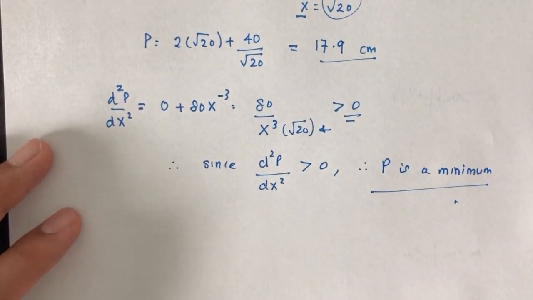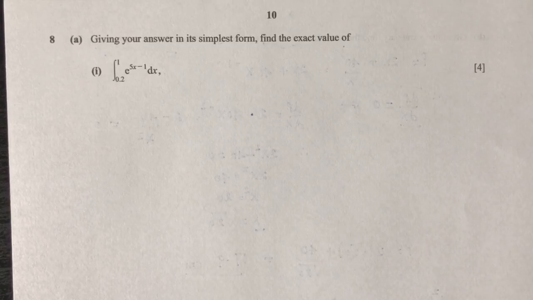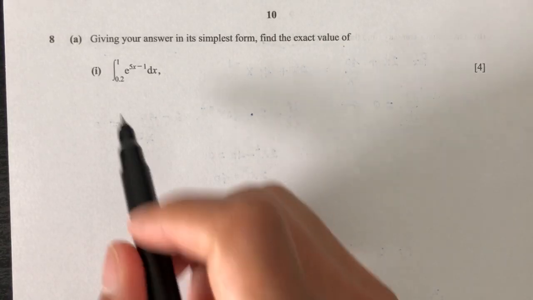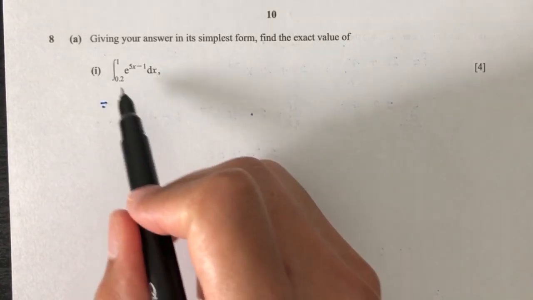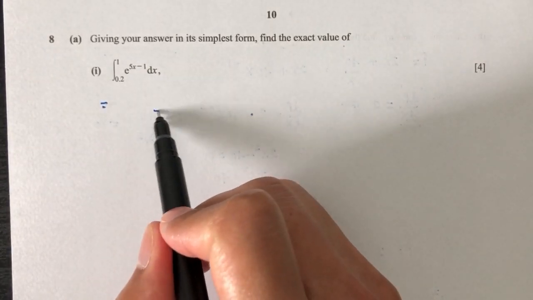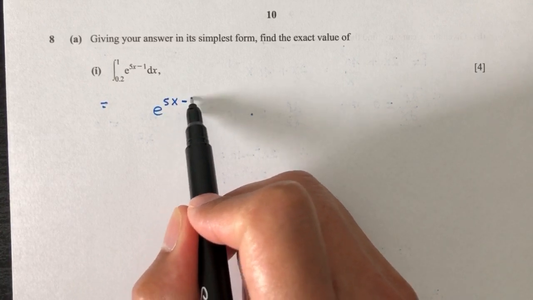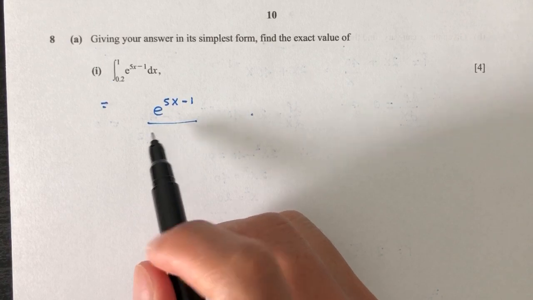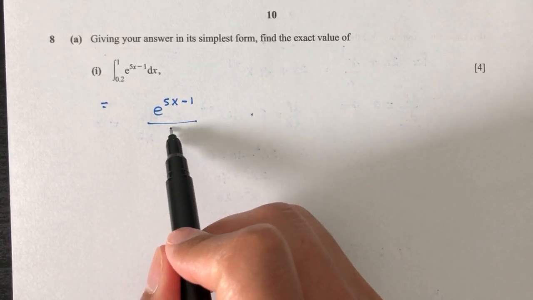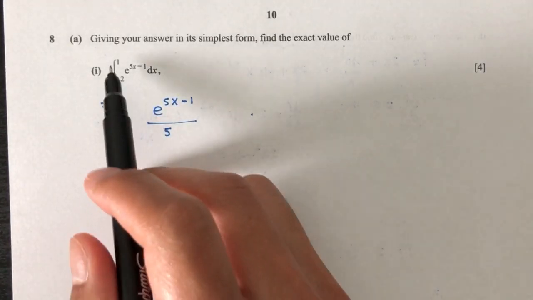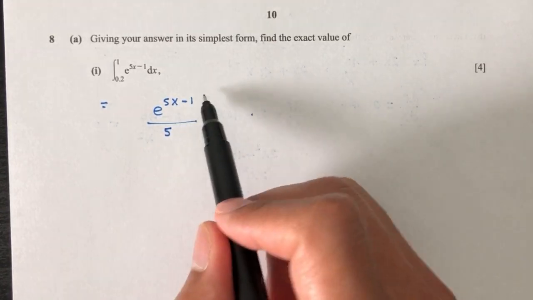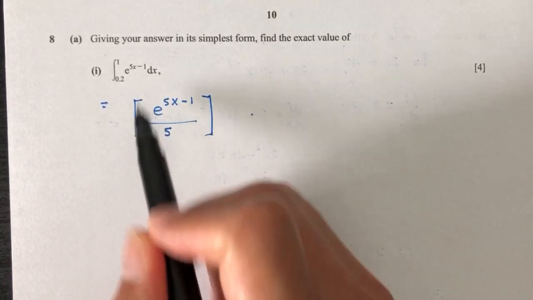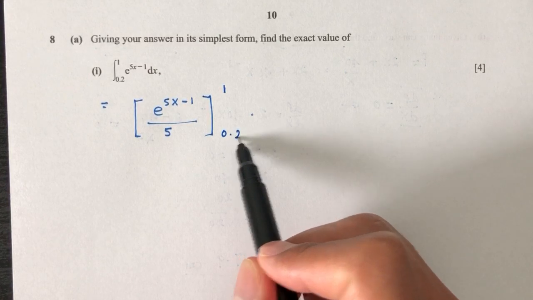That will be question number 7. Number 8, giving your answer in its simplest form, find the exact value of the first one. So you have to integrate this exponential. Pretty easy. So how do you integrate an exponential? It stays the same, divided by the derivative of 5x minus 1, so that will be divided by 5. So that will be your value, and the range is 0 to 1.